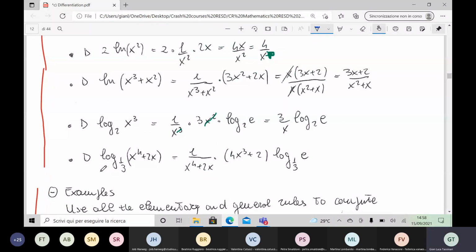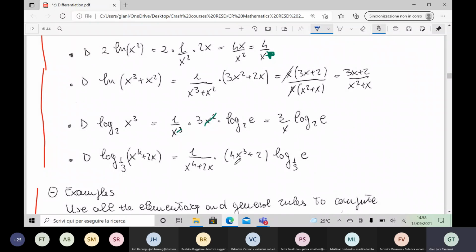Derivative of logarithm with basis 1 over 3 of x to the power 4 plus 2x. Which rule do we need to use? This is a logarithm with basis a of f of x. So we need to use the general rule. Again, 1 over f of x, so 1 over the argument, times f prime of x. f prime of x is the derivative of the inner function. So 4x to the power 3 plus the derivative of 2x, guys, is simply 2.